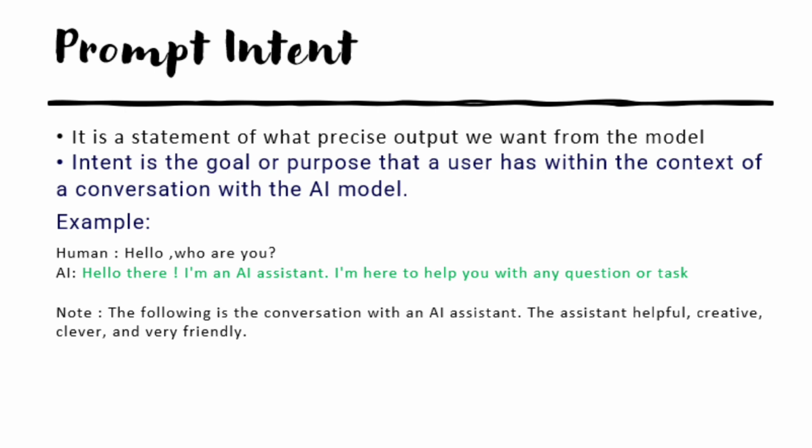Okay, here is a normal example: Hello, how are you? You will get the result from AI. This is a conversational AI, an AI assistant which is helpful, creative, clever, and very friendly. So intent should be clear. The one point you have to remember is your goal and purpose that a user has within the context of the conversation with the AI model.